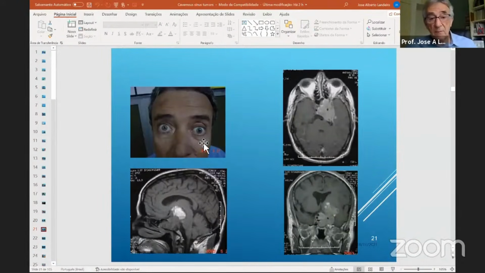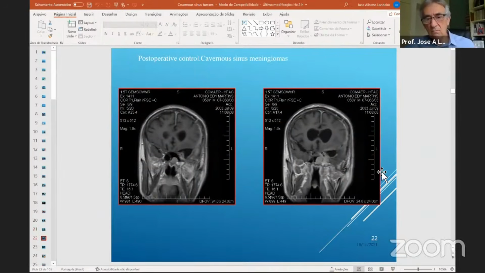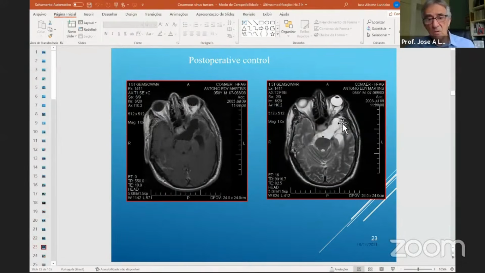Look, here is another patient with a third nerve deficit, the tumor invading the optic canal, involving the carotid artery, crossing to the other side to the sella. I can decompress the optic canal and the oculomotor nerves, and the patient recovered very well, as you can see in the beautiful images after the surgery.